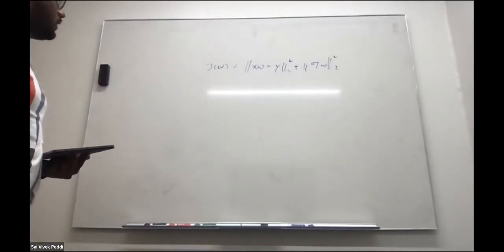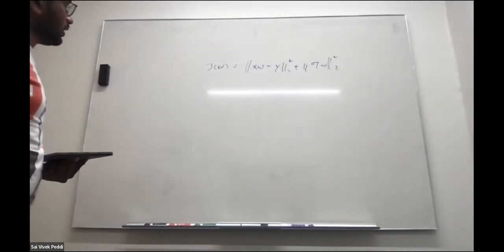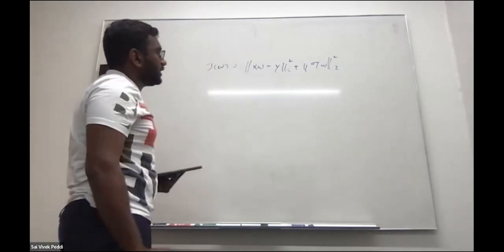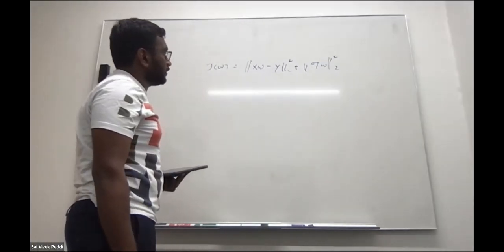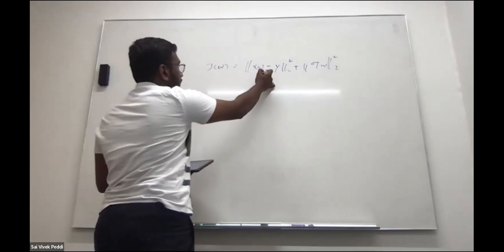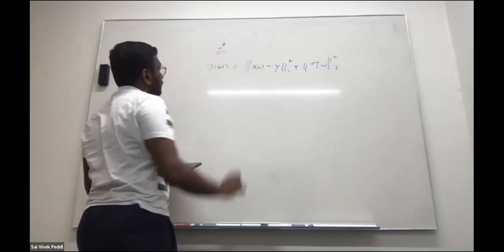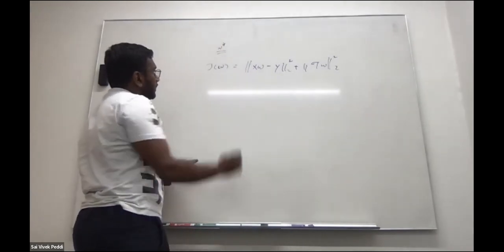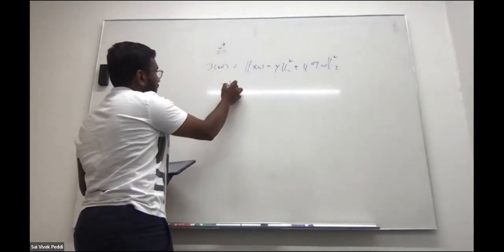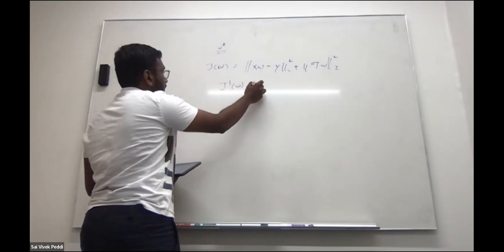Okay, so if this is the weight function, essentially what we need to do for finding the optimal W, let's say W star, is figure out what the optimal W is. For that, we need to take J dash of W, and we should be equating it to 0, right?